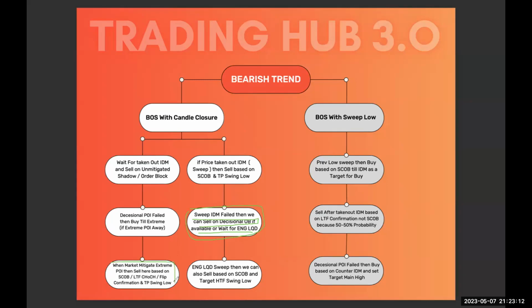The next possible scenario is when market mitigates extreme PUI and then you sell here based on chalk and flip. Exactly. Only last PUI is here on extreme. Extreme is always high probability because that point is the only place where market can give you momentum to the downside as per your plan, because those are the last point, the extreme point before continuation. If those points fail, that means the structure will be different, like changing from bearish to bullish or bullish to bearish, right? That's why extreme is high probability compared to the decisional.